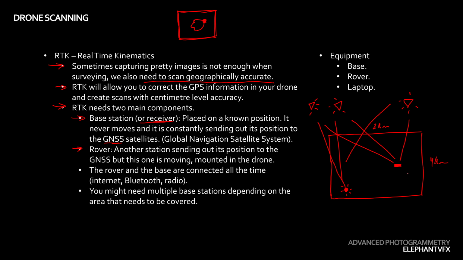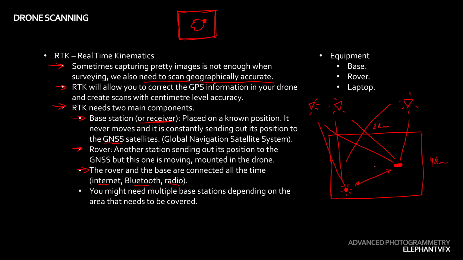Not only that, but this rover and this base station, they are also talking to each other, right? The rover and the base are connected all the time to each other. And they can be connected to each other using internet, using Bluetooth, using radio, even using cable. Of course, maybe for a drone and a base it doesn't make a lot of sense to connect them with cable, but it also depends on what you're doing with it. But they are talking to each other all the time, all right? So we have this guy sending information to the satellites, this guy sending information to the satellites, and this guy talking to this one all the time.